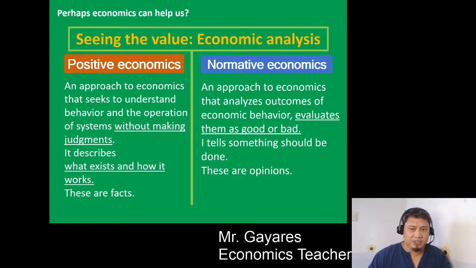Because in economics, an economist would function as a judge because he or she evaluates the system, the operating system, whether it's good or bad. So that's the point. Normative economics actually gives judgment. When you say judgment, you only have two criteria, good or bad. And then what's the implication? You have to do it or you don't have to do it, because that is the implication of judging something. Now, these are opinions, unlike positive economics, which are facts and quantifiable. But in normative economics, these are opinions.